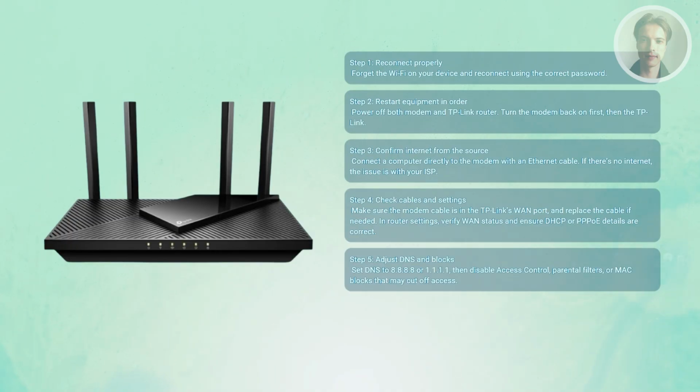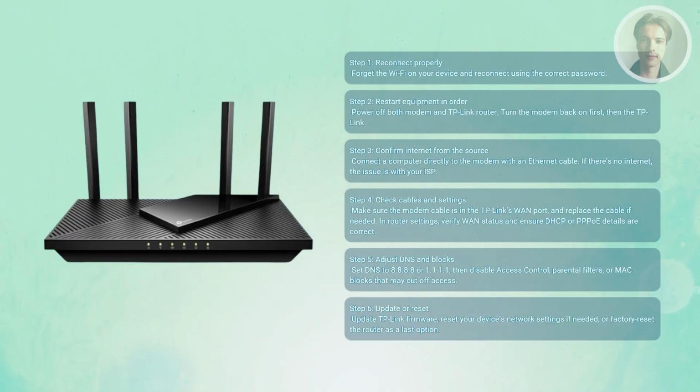And also update or reset as a last resort. Check TP-Link's website or app for firmware updates, since outdated firmware can cause connection issues. If problems continue, reset your device network settings or perform a factory reset on the TP-Link router. This clears out old configurations and gives you a fresh setup.